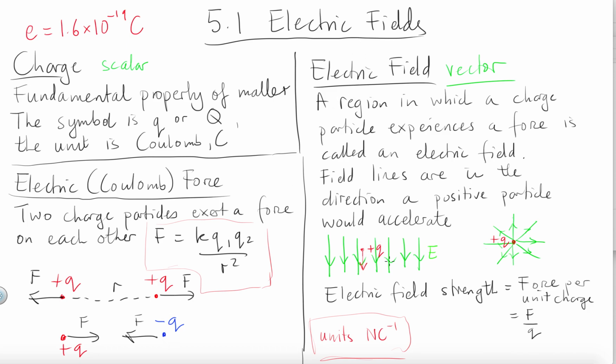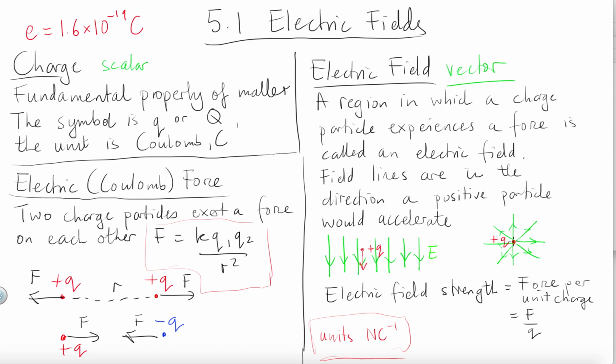Now, the region in which a charged particle experiences a force is called an electric field, and field lines go from plus to minus, i.e. in the direction a positive charge would be accelerated. And the tighter the lines are together, the stronger the field strength.